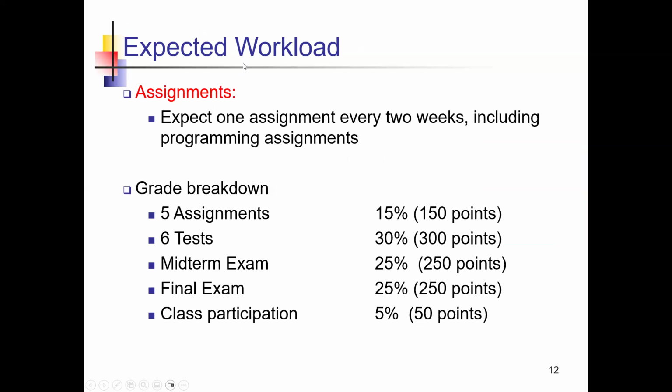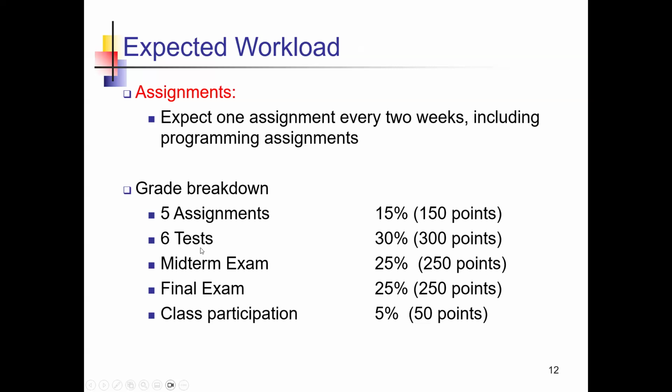Now, expected workload, we have assignments. So we should expect one assignment every 2 weeks. Some of the assignments will be programming assignments, and some of them will be theory. The grade breakdown, as we said, we are going to have 5 assignments for the whole semester, which is 150 points. So it will be 50% of your final grade.